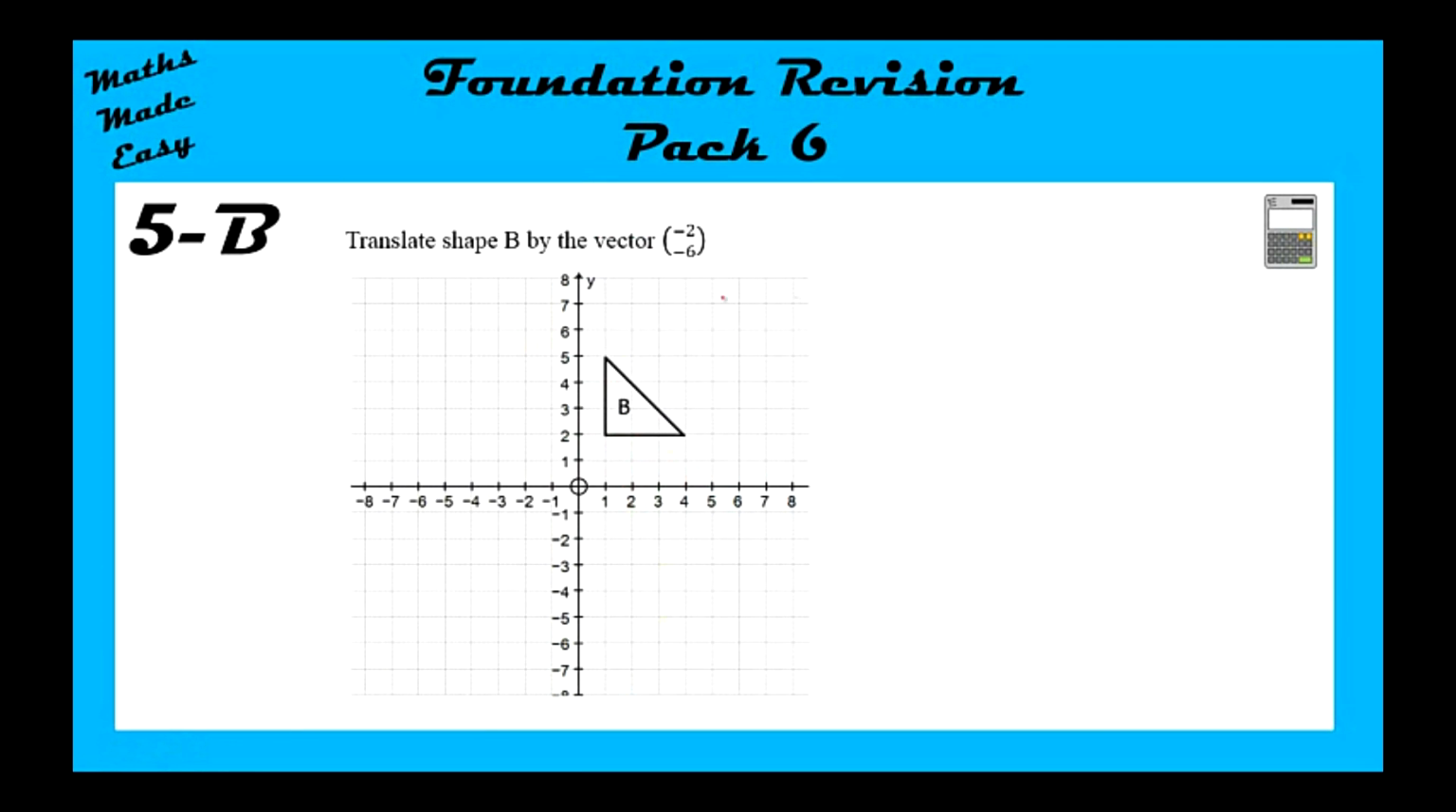Another translation question. So -2 means we're going to go to left, and -6 means we're going to go 6 down. So again, let's pick a point. So this one 2 left, and then 1, 2, 3, 4, 5, 6 down. This one 2 left, 6 down goes here, and this final one 2 left, 6 down goes here. So the final position of shape B, once it's been translated like this, is here.